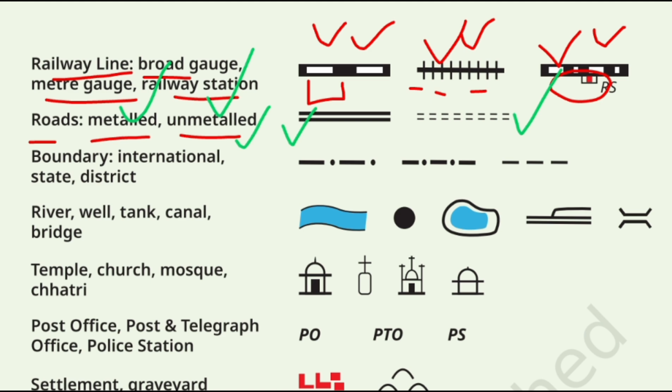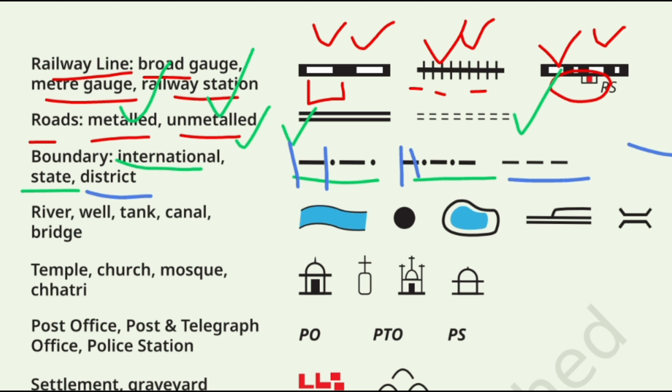Then next one is boundary. As you can see, international boundary and this particular state boundary are both represented by almost similar things. What is the difference? The length of the line is more in the international boundary compared to the state boundary. Both are a line and a dot, but the international boundary line is somewhat longer. Then district boundary, just lines only. There is no dot.